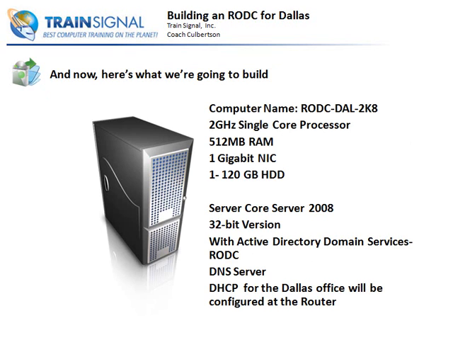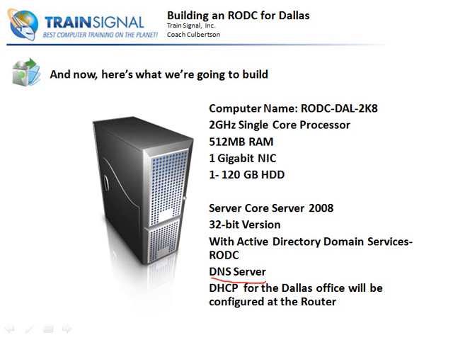All right, so here's what we're going to be building. We have a computer. We're going to give it a name, RODC DAL2K8. This computer has a 2 GHz single core processor. It only has 0.5 gig of RAM, a 1 gigabit network card, like all of our stuff does, and only one 120 gigabyte hard drive. We are, of course, going to be running Server Core 2008, the 32-bit version, though. We're going to have a 32-bit processor, so we're stuck with a 32-bit version. Of course, this box, remember, doesn't have to be super-duper powerful. Now, we are going to be installing Active Directory Domain Services, the RODC version, by the way.